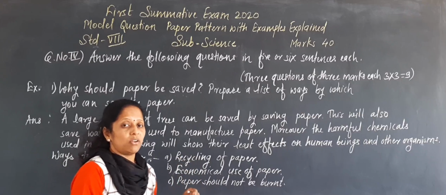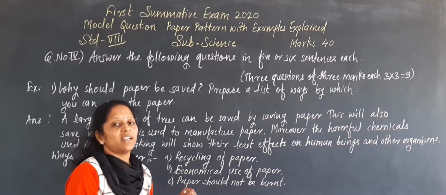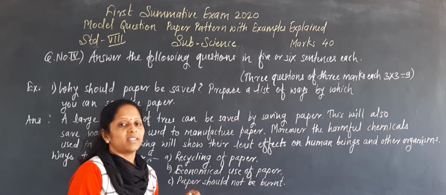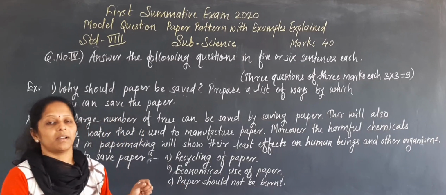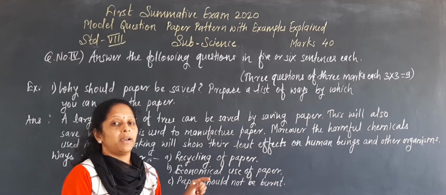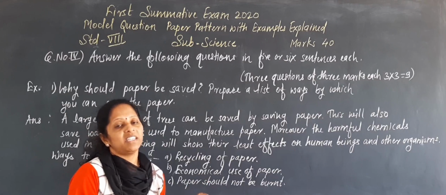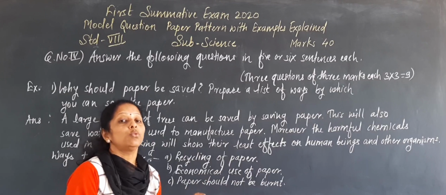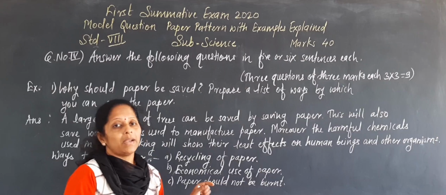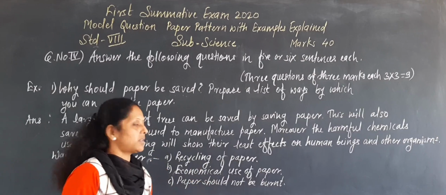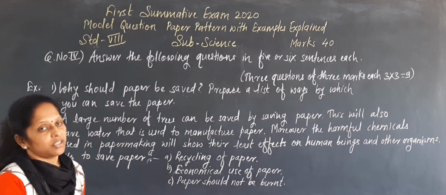Now the third question we solved. There are 5 questions for 2 marks each. So for one question 2 marks are there, 5 questions of 2 marks means a total of 10 marks for the third question, which we saw yesterday in that session.